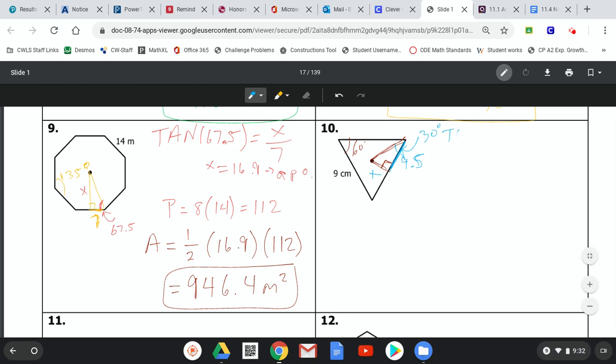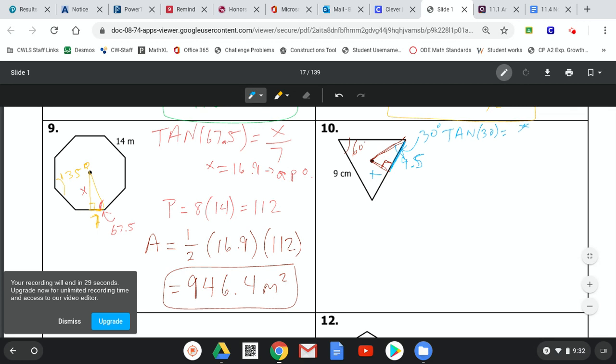So we're going to use tangent of 30 equals x over 4.5. When we do that, x is 2.6, which is our apothem. We'll put an APO for apothem. And then the perimeter is just 9 times, how many said 3, so 27.